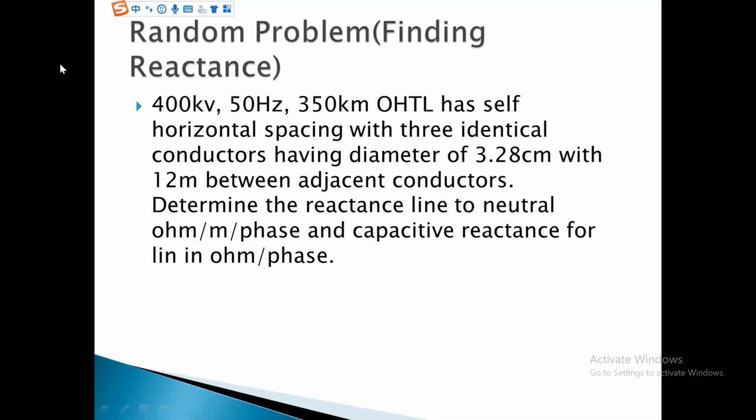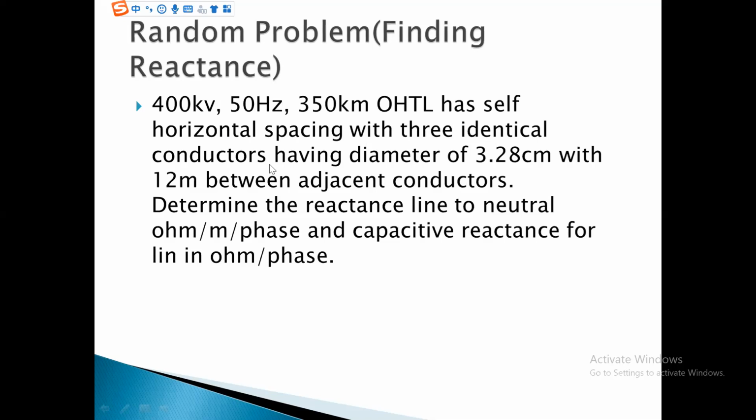We will find it. So there's 400 kilovolt, 50 hertz. In some books it is 60 hertz because the frequency is different in different countries. So 400 kilovolt, 50 hertz, 350 kilometer overhead transmission line. I just wrote the short form here. It has self horizontal spacing with 3 identical conductors.